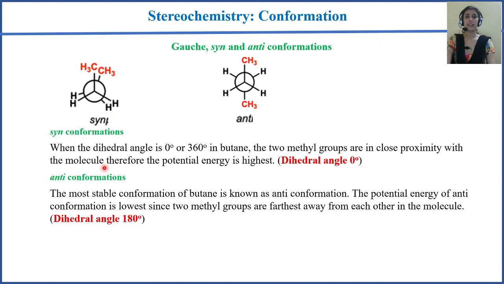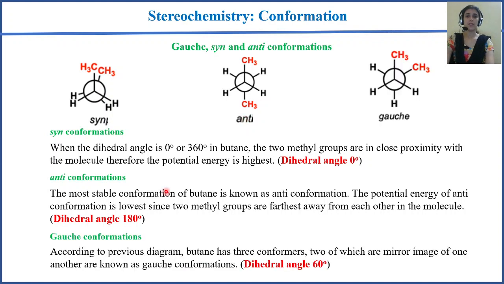The most stable conformation of butane is known as the anti conformation. The potential energy of the anti conformation is lowest, since the two methyl groups are furthest away from each other in the molecule. And here the dihedral angle is 180 degrees. Now, this is the gauche conformation, where these two methyl groups are at a 60-degree dihedral angle separation.